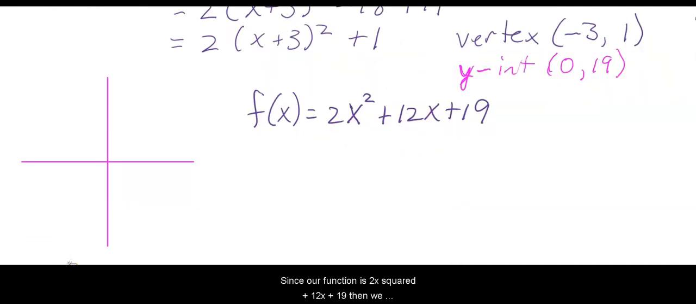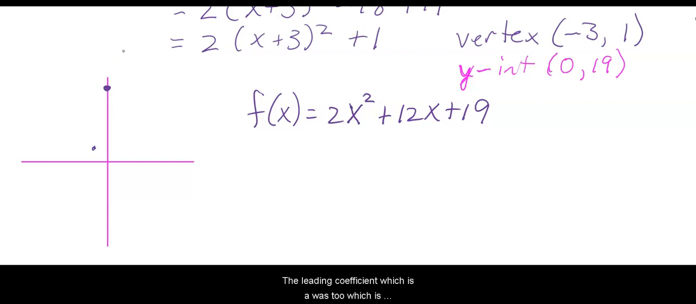Since our function is 2x squared plus 12x plus 19, then we know that somewhere up here at 19, it has to cross the y-axis. So somewhere up here, we have a y-intercept. I also know that the vertex is (-3, 1), which would put it over here somewhere in quadrant 2, left 3 and up 1. That means now I can judge whether it opens up or down.